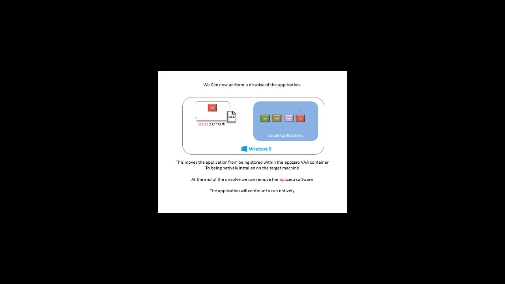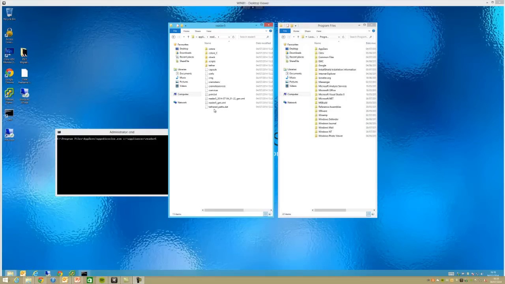What this means is moving the application from being stored within the AppZero VAA container to being actually natively installed on that target machine. So that will mean that we could actually, if we wanted to, remove the AppZero software from that target machine and the application will run natively. What we'll see when we do this is that the program will move from the C appliances directory into its true location of C program files, and the registry will move to its native registry locations.